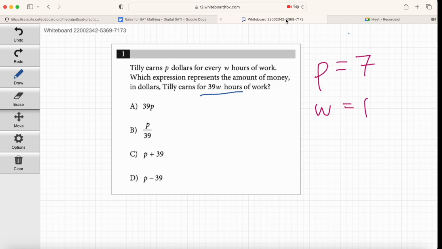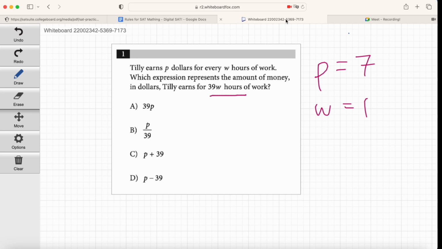Okay, great. Now the question's a little bit different. If W is 1, the question's much more clear. The question is just how much is Tilly earning for 39 hours of work if W is 1? Does that make some sense? We're just finding out how much Tilly earns in 39 hours. And Tilly's earning $7 an hour and working 39 hours. Do you see how to calculate how much money Tilly's earning? Do you know how to do that?